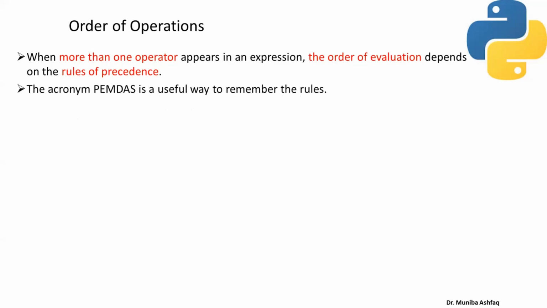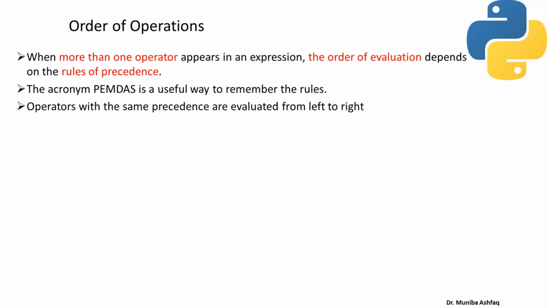The acronym PEMDAS is a useful way to remember the rules. Operators with the same precedence are evaluated from left to right. It can also happen that we are within the same level but have different operators there. In that case, we have to evaluate these operators within the same level from left to right.